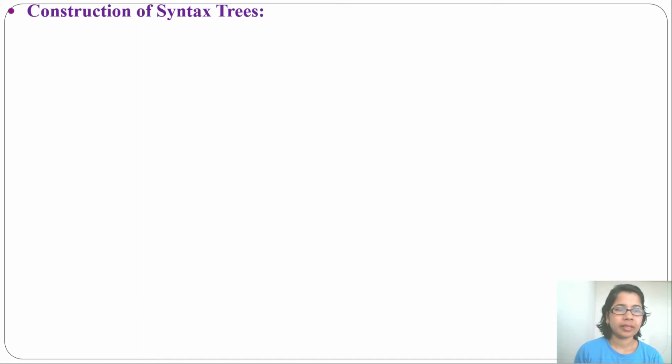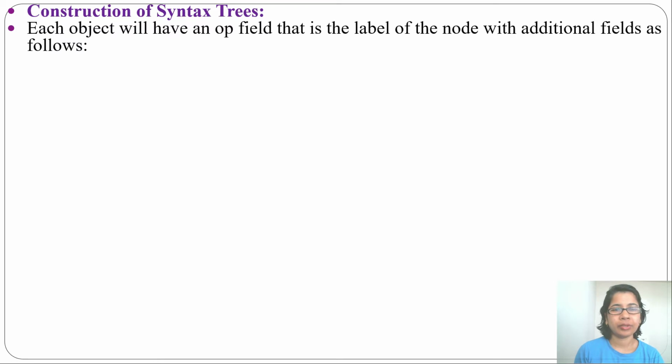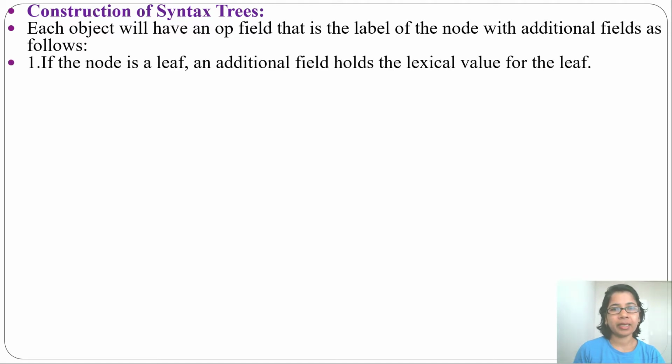Hi, let's discuss how to construct a syntax tree from an STT. Each object will have an operator field that will be the label of the node, with some additional fields. The additional fields vary according to whether it is a leaf or an interior node. If it is a leaf, then the additional field will hold the lexical value of the leaf.